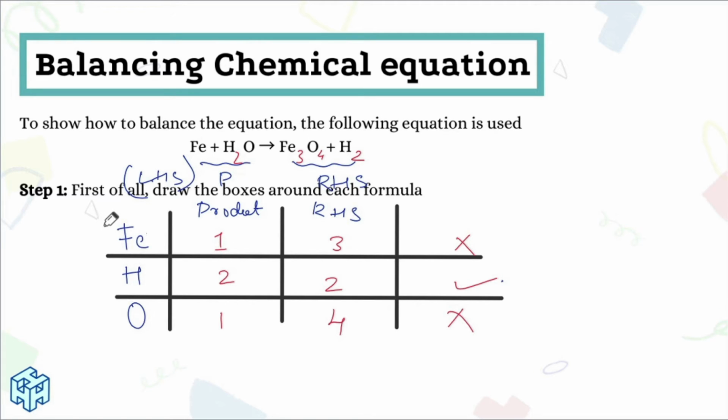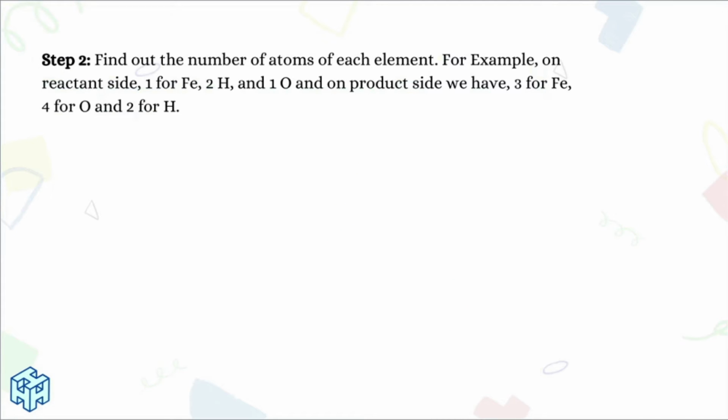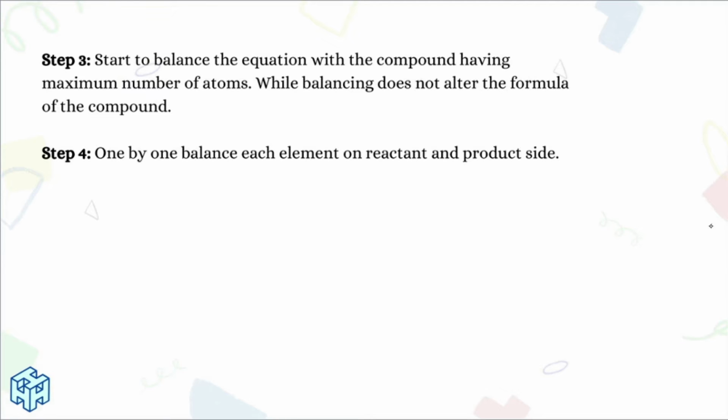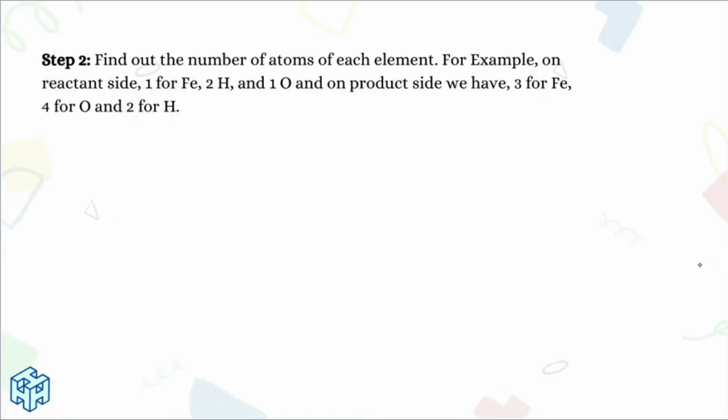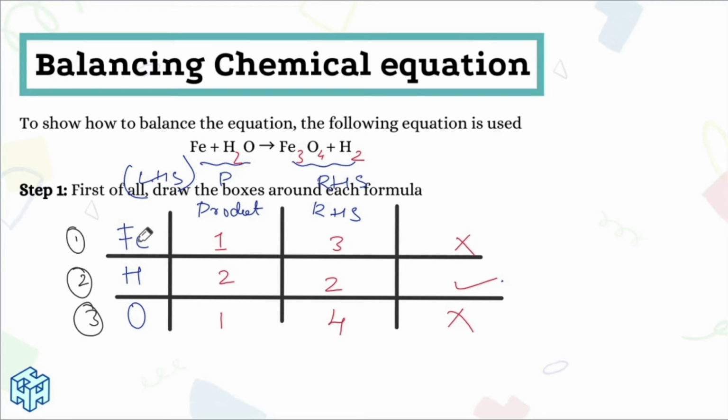Right, drawing this box. In this box, we first write all the elements. First is ferrous, second is hydrogen, third is oxygen. In the next step, let us understand: find out the number of atoms in each element. How did we find it, sir? Didn't we do this in the first step? Yes.